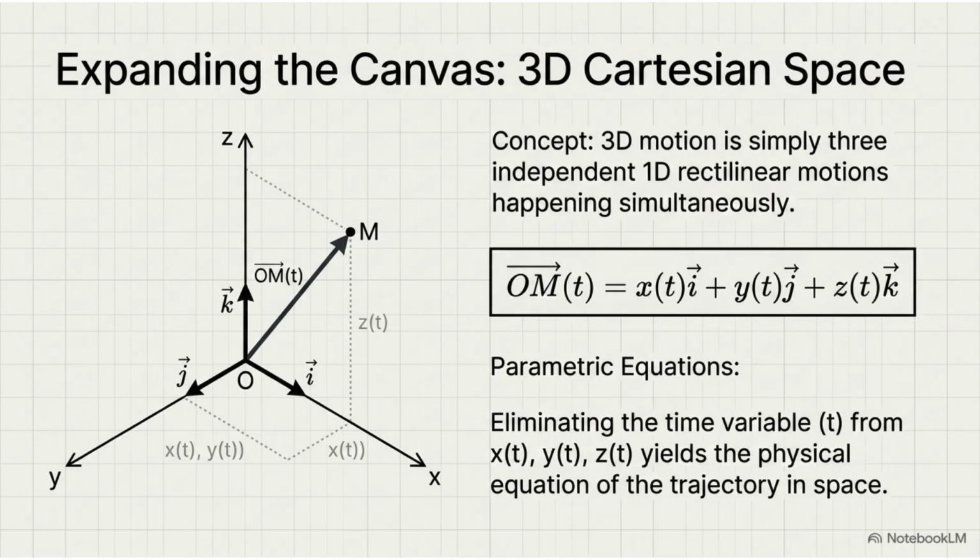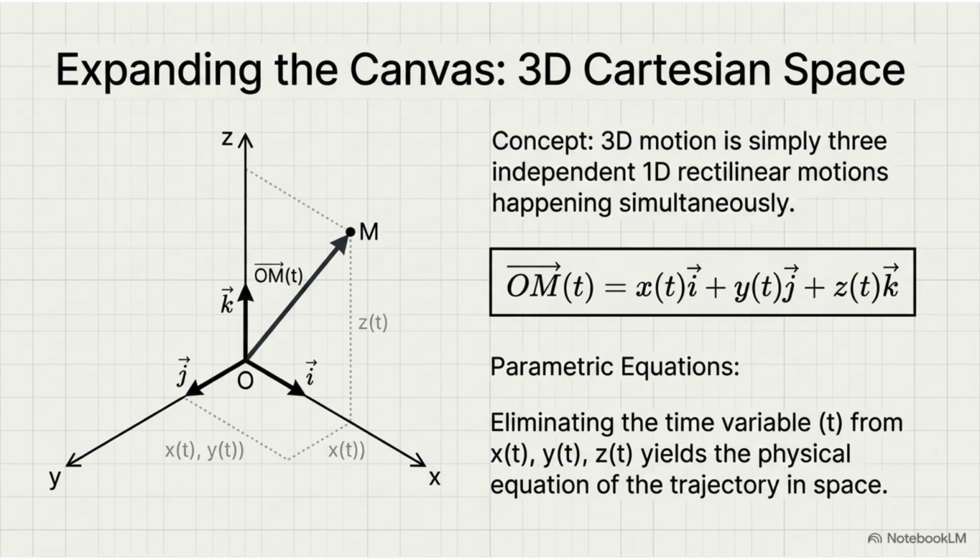We now extend our study from one-dimensional motion to motion in three-dimensional space, known as Cartesian coordinates. Instead of describing the position with a single coordinate, we now use three coordinates, x, y, and z. Together, they define the exact position of the particle at every instant. The position vector is written as the sum of three components along the x, y, and z directions.